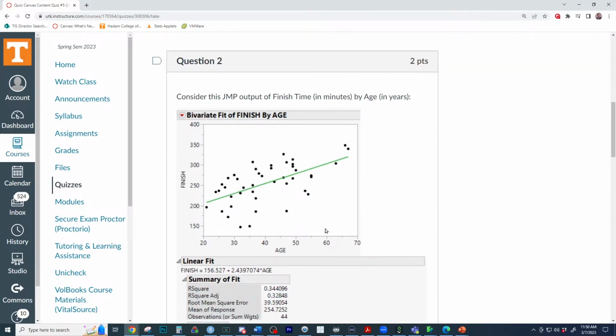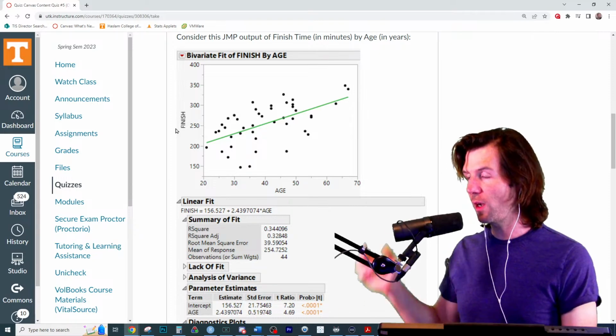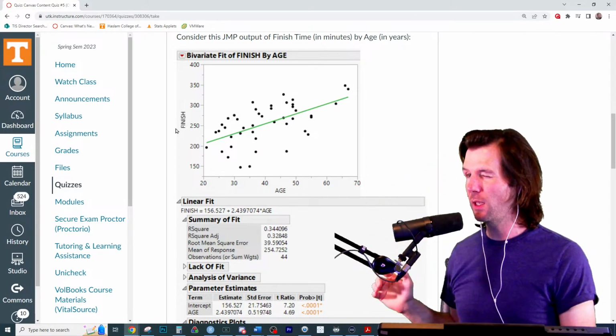Oh, in minutes, 2.4 minutes longer. And when the age is 0, we'd expect 156 minutes. They're super fast as babies. 34.4% of the variation in finish time is explained by the variation in age. So try that right now. Try interpreting all 3 of those things.